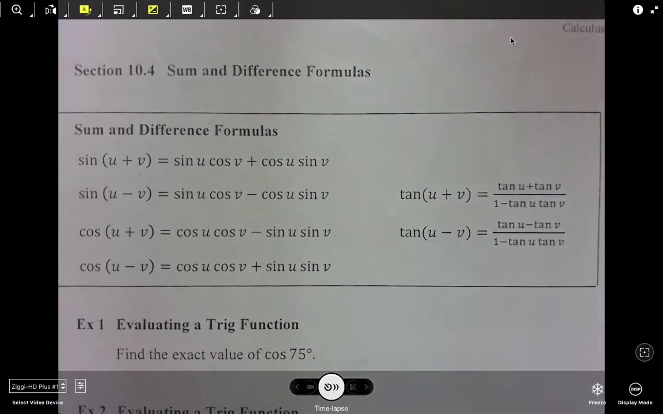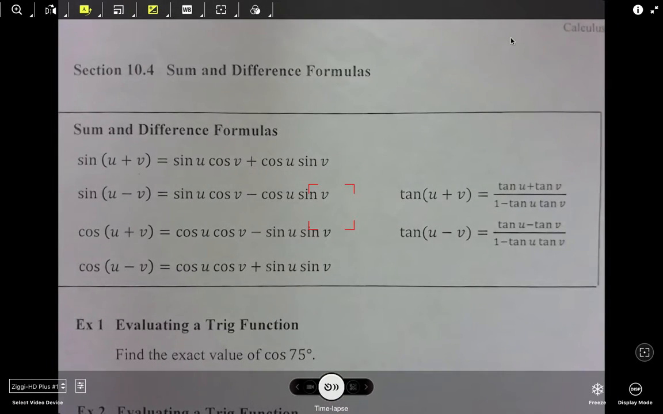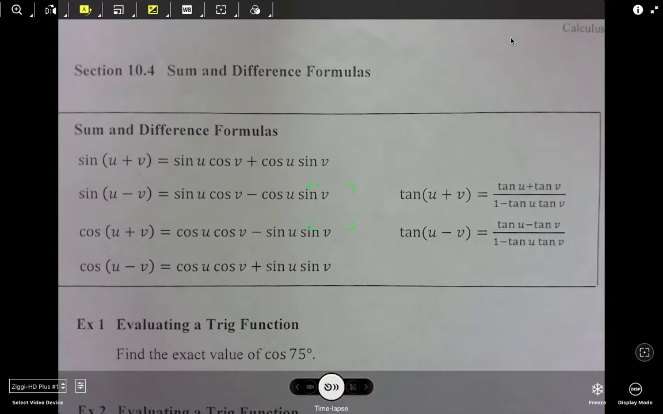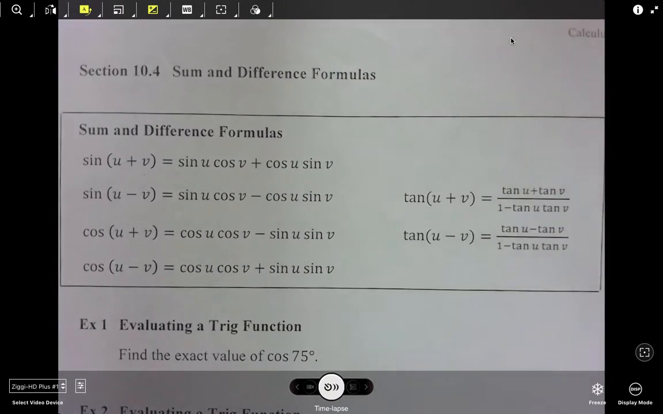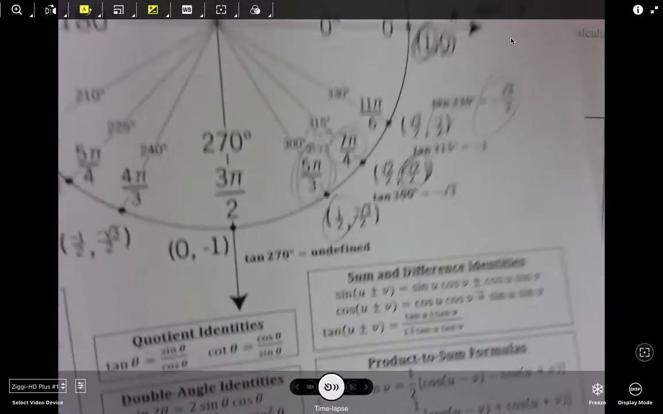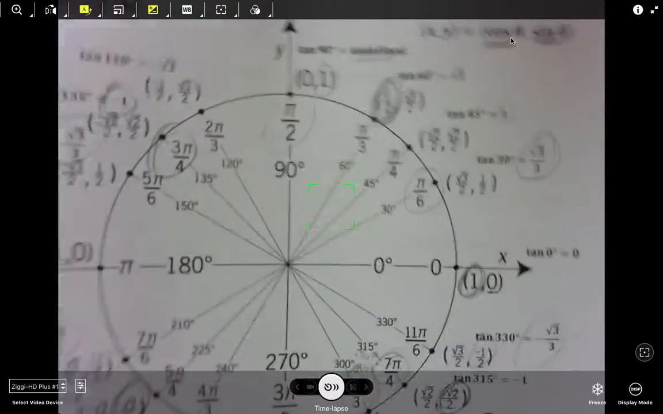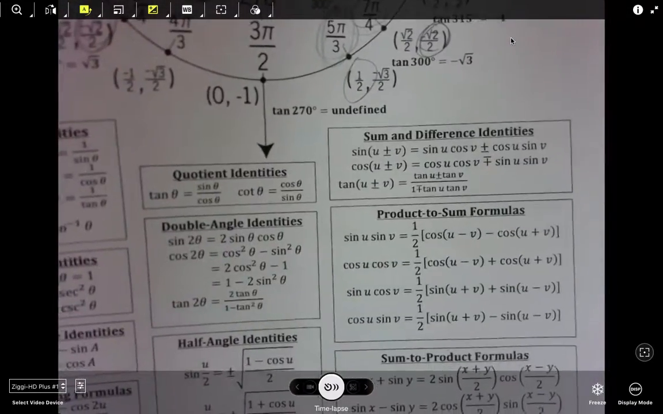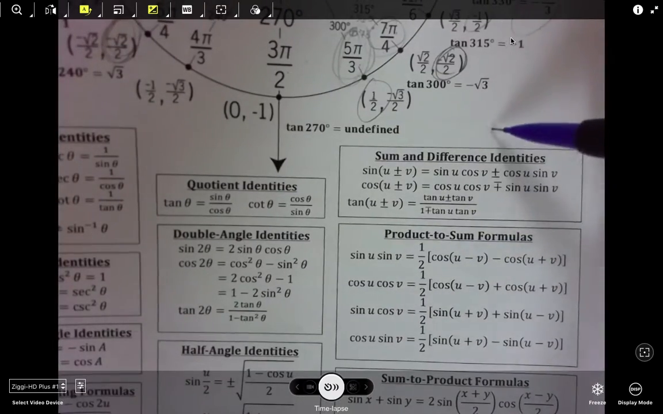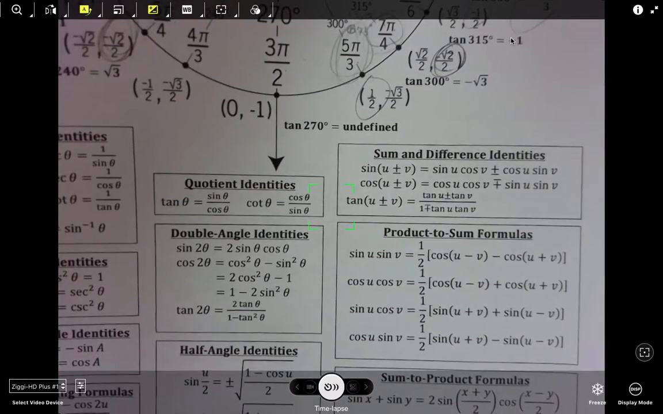Hey Calc, this is section 10.4, dealing with trig functions and simplifying trig functions. They give you this table to start with. These are the sum and difference formulas. And also, if you printed out that unit circle that I attached to the Google Classroom, they are right here in this top right corner of the formulas.